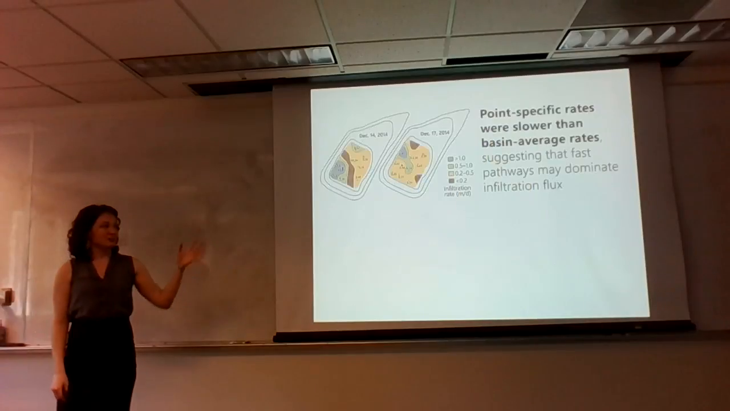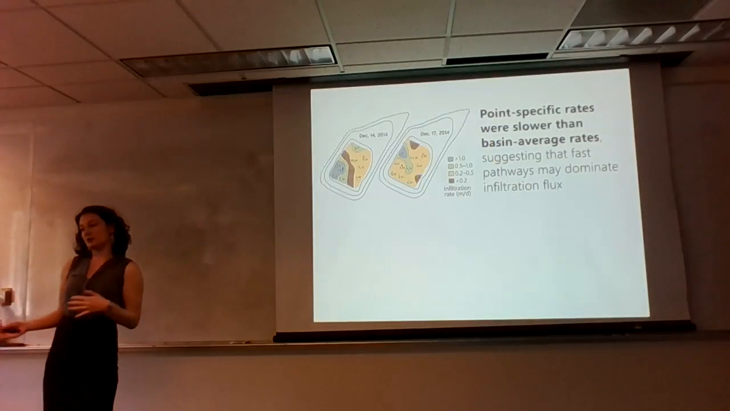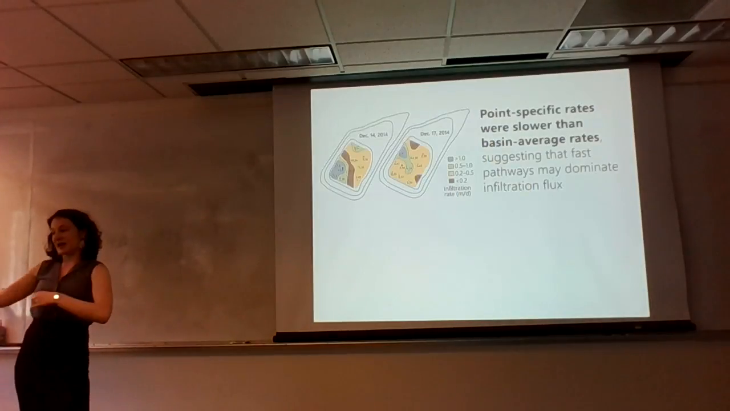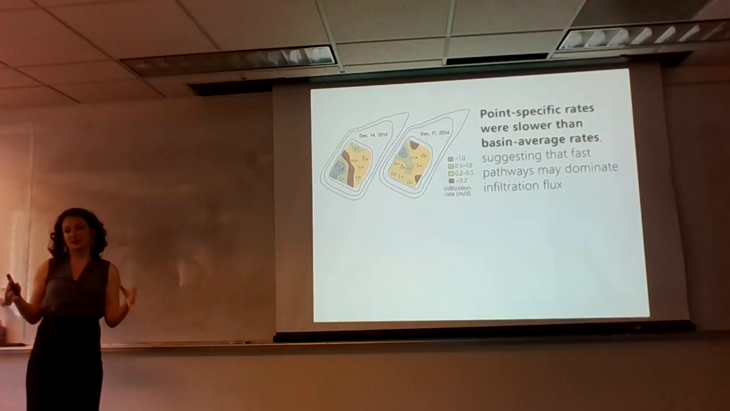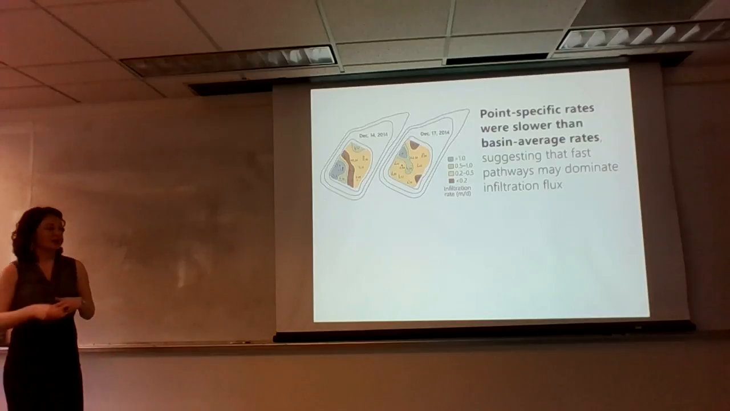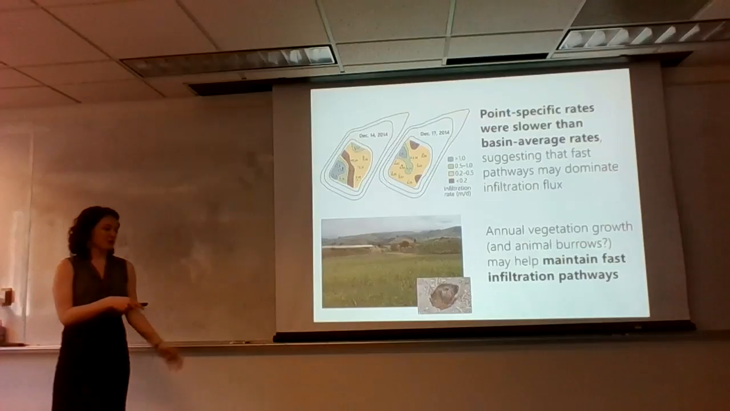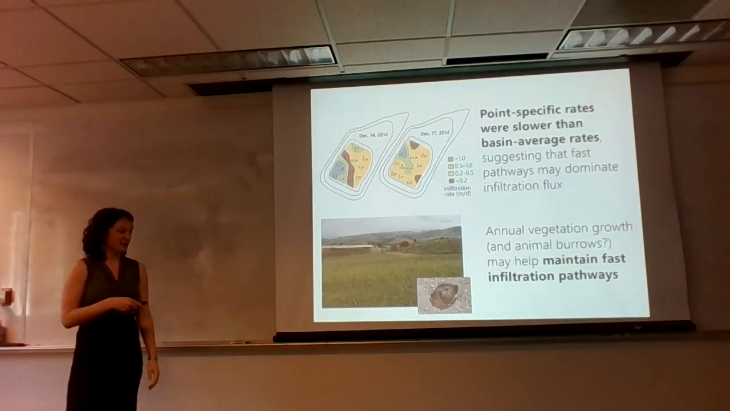We also noted that these point-specific rates tended to be slower on average than the basin average rates that I calculated. And that suggests that there are faster infiltration pathways dominating the infiltration flux that these 12 points are not sampling. So here's a photo of the infiltration basin at the end of a wet season.